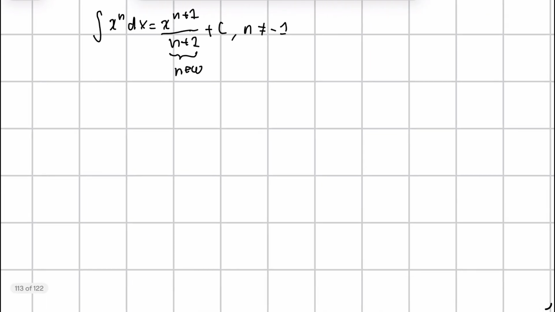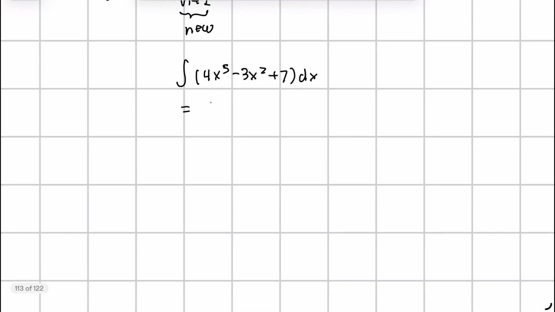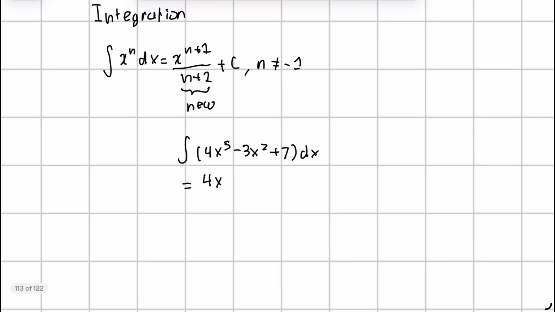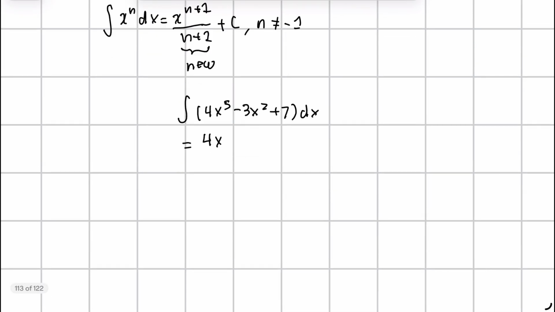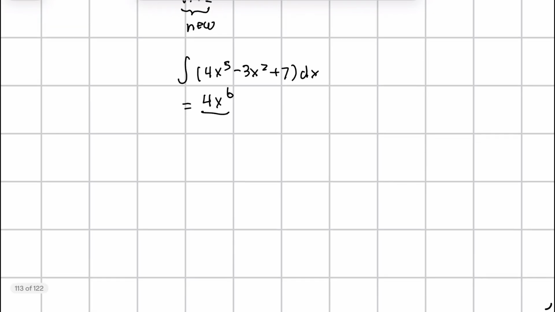And we are going to rewrite radicals and fractions as exponents. We're going to use the power rule and add c. Let's say we have the integral of 4x to the power of 5 minus 3x squared plus 7 times dx. So here we have 4x to the power of 5. We're going to take our exponent and then add 1 to it. So that's 6 now. And then in the denominator, we're going to divide by the exponent plus 1.